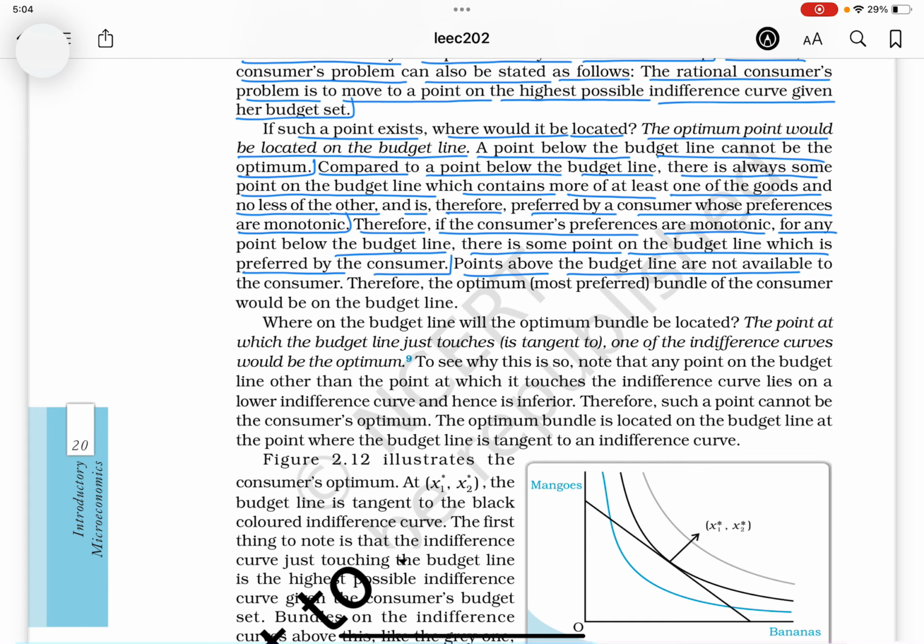Points above the budget line are not available to the consumer. Therefore, the optimum, most preferred bundle of the consumer would be on the budget line.